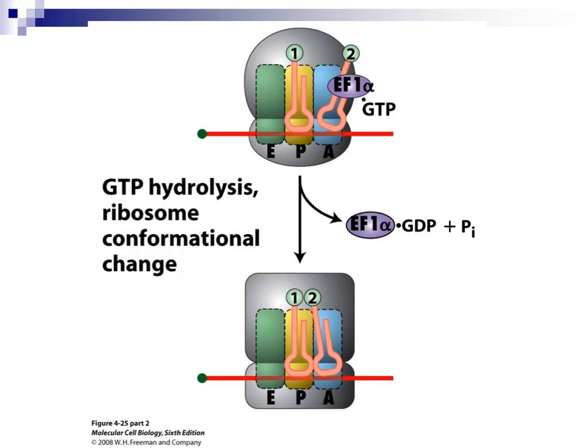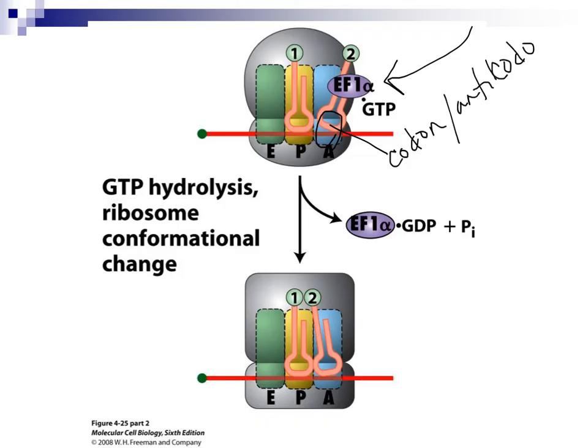So on here we now have the next correct amino acid joining the A slot. Again here, the codon and the anticodon match. What that's going to do is create stability. That will trigger hydrolysis of the GTP into GDP and phosphate, and elongation factor 1 will leave.